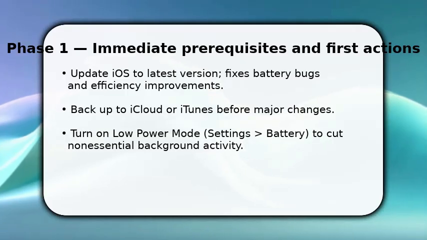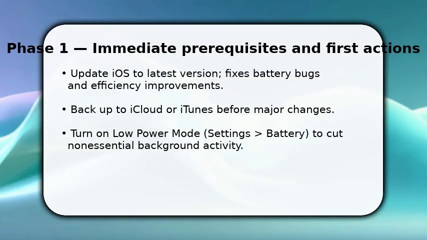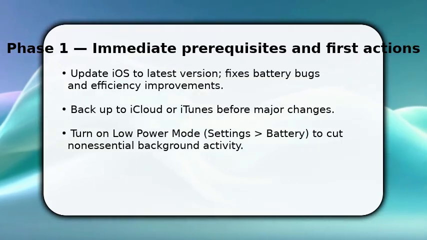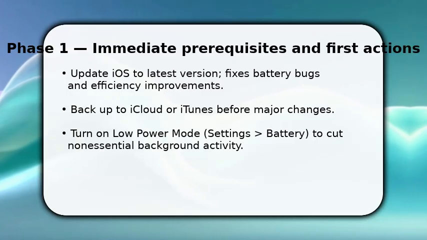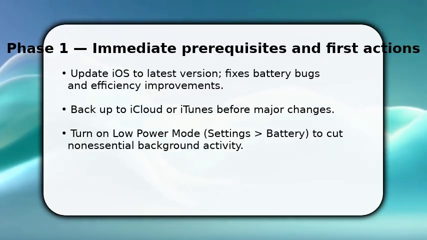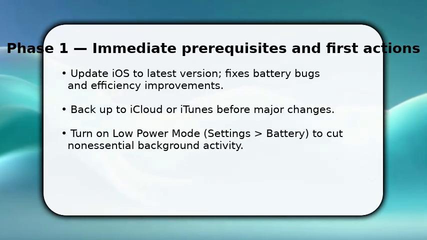You start by preparing. Update iOS now because software patches reduce background drain. Make a quick iCloud or iTunes backup so changes are safe. Once done, enable low power mode. This immediately limits CPU bursts, automatic downloads, and background fetch.